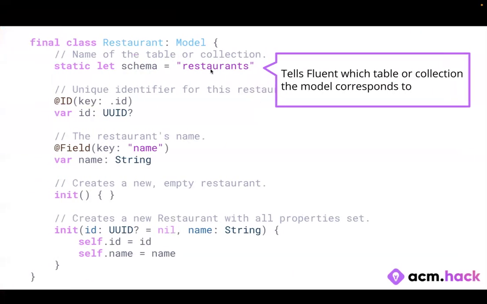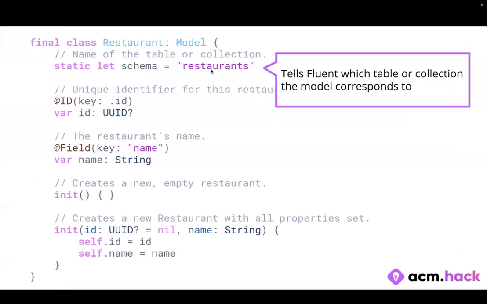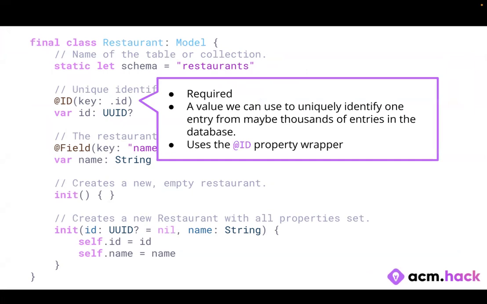Okay, so now we have done everything that we need. We are moving on to actually deciding the attributes that are stored in this model. So the first thing is the unique identifier. This is required. It's a value that we can use to uniquely identify one entry from maybe hundreds of thousands of entries in a database. And specifically, you would like to tell the compiler that this is the unique identifier by using the @ID property wrapper.